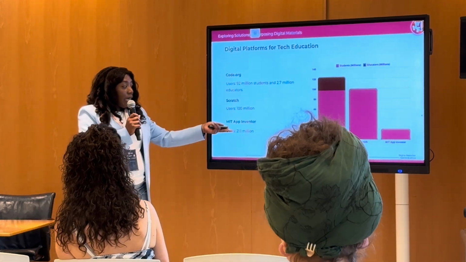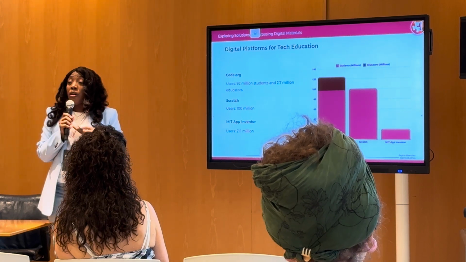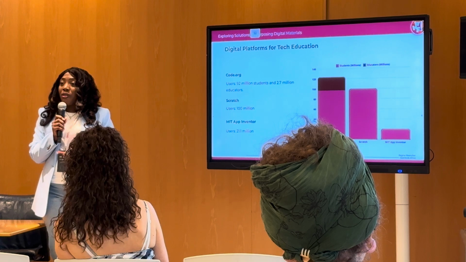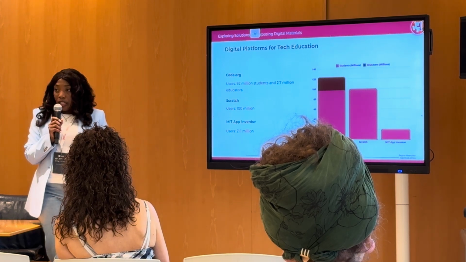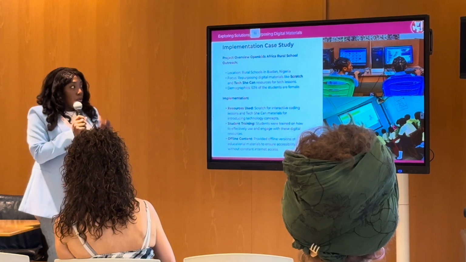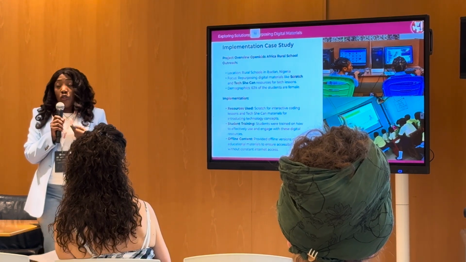And then we have the MIT App Inventor, which has over 21.1 million users, and is a platform that helps students learn how to develop applications for Android. All of these platforms are available for free. So let me tell you a little bit about a case study that we did within Open Kids Africa.